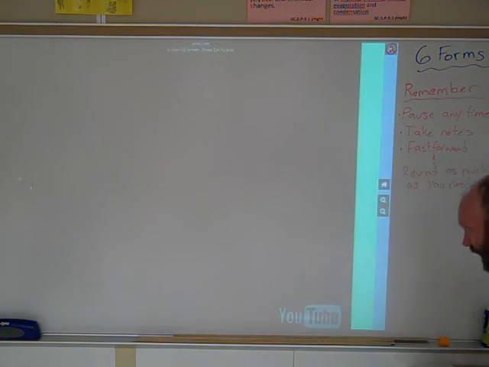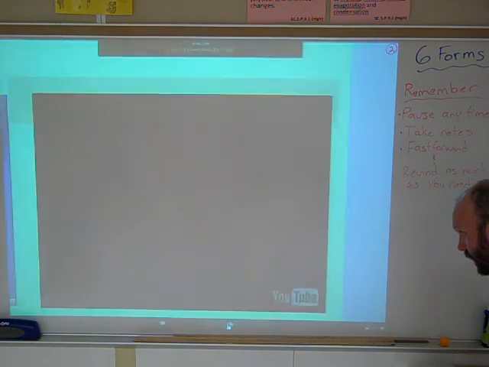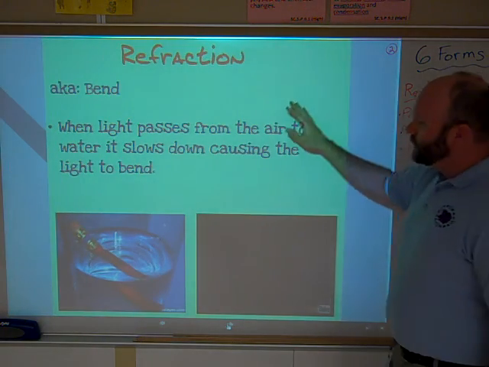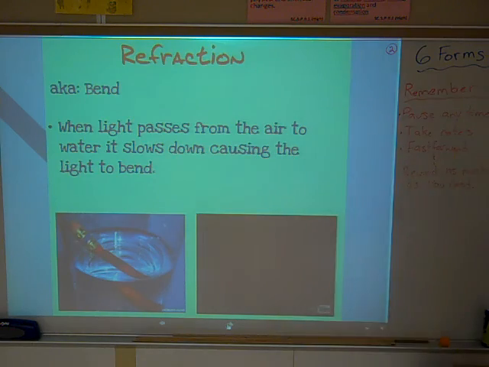Okay, so there's another example of light refraction. It's when light bends. Let's go ahead on.